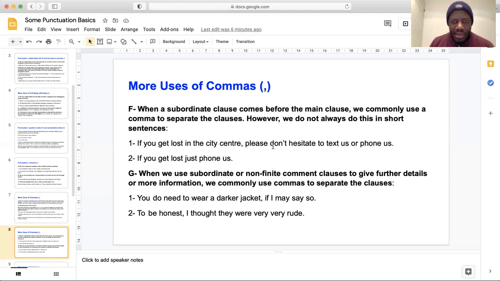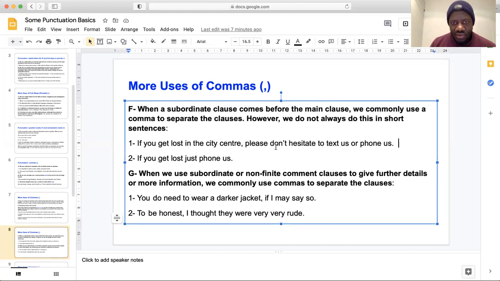You see here, this is the main clause. Please don't hesitate to text us or phone us. This is the main clause, but it has a subordinate clause here, which marks the conditional. Because actually, if you get lost in the city, what? This is not a complete sentence, and that's why we call it a subordinate clause. It is an incomplete sentence. It only makes sense when we read it alongside this one. If you take it from here and place it here, you will have something like, please don't hesitate to text or phone us if you get lost in the city. And at this moment, the comma will disappear. So we have this comma here because we have taken a subordinate clause and it is coming before the main clause, which is please don't hesitate to text us or phone us.